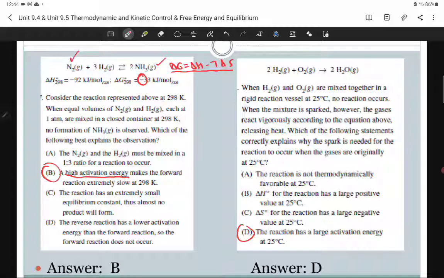Next one, no reaction occurs. If you spark it, then all of a sudden you get a very vigorous reaction. What would be the reasoning that the spark is required? Well, the same thing, large activation energy. I don't think it's as large as the formation of ammonia, but it does also require high activation energy. So actually there are a lot of thermodynamically favorable reactions that do require a lot of activation energy.